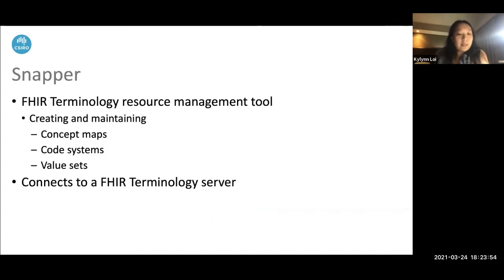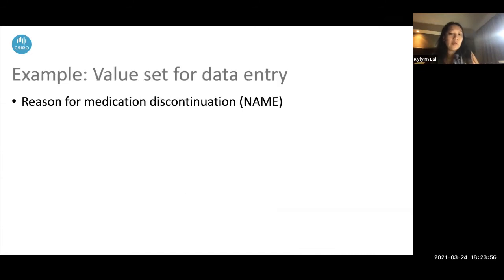So I've spoken about setup. Okay, so I thought I might give a few examples of how you might want to build a value set for data entry. This is an example perhaps for reason for medication discontinuation. And this particular one might be for a form, and I might have a drop-down tick box kind of thing.